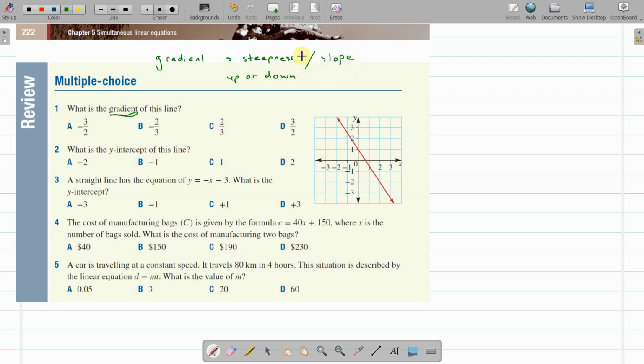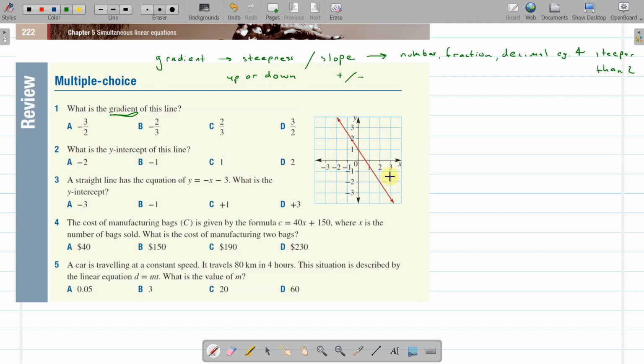The first issue can be measured in terms of a number or a fraction, decimal. And the higher the number, the steeper the slope. For example, the slope of 4 is much steeper than the slope of 2 or 1. The other one, up or down, is going to be positive or negative slope.